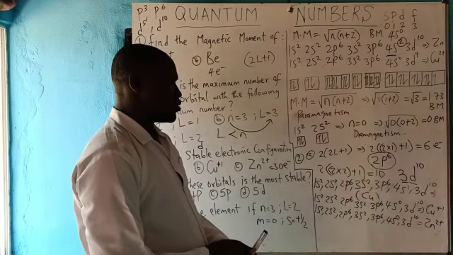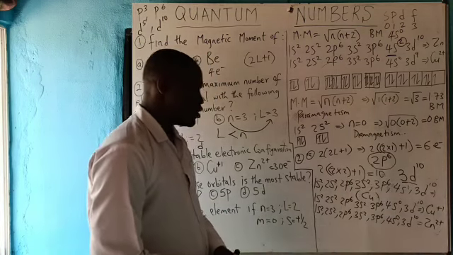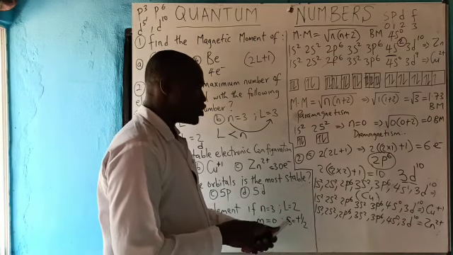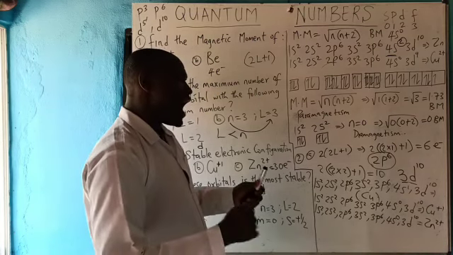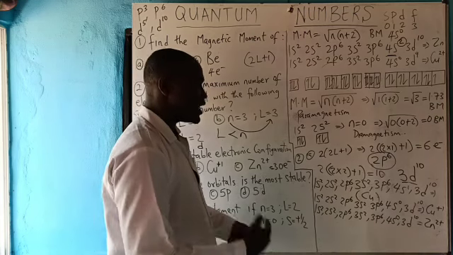You notice now that a question can be asked from here: which of these ions or elements have the same stable electron configuration?